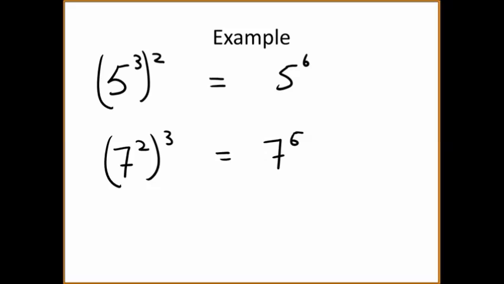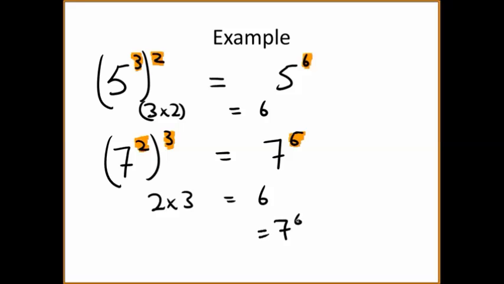Looking at our examples, we can see that when we multiply the indices together, we get our third index. So, if we multiply 3 by 2 here, we get the index for the third, which is equal to 6. Similarly, in the second one, when we multiply these two out, we get our third. So 2 multiplied by 3 gives us 6. So it would be 7 to the power of 6. This leads us on to our general rule.